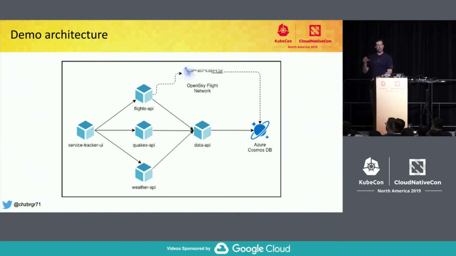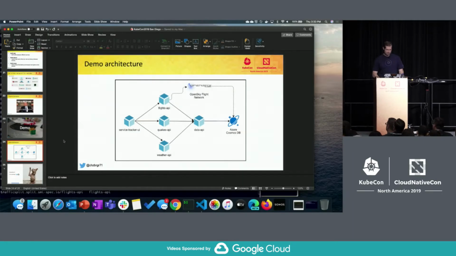For the demo, we're going to take this Flights API, and we're going to do essentially a CI/CD deploy and a Canary test, as I've been describing. All right, so that's what it'll look like. Let me jump over to my demo here.